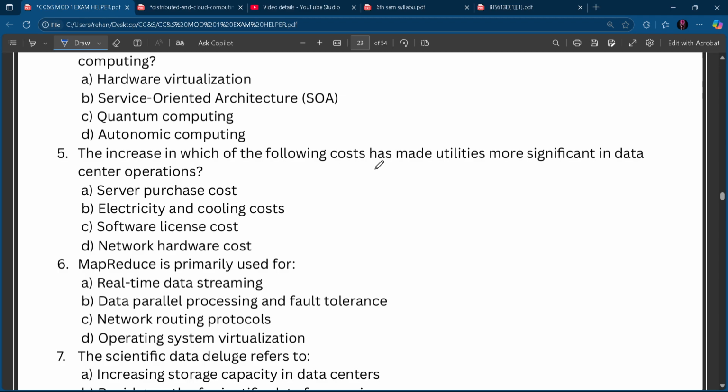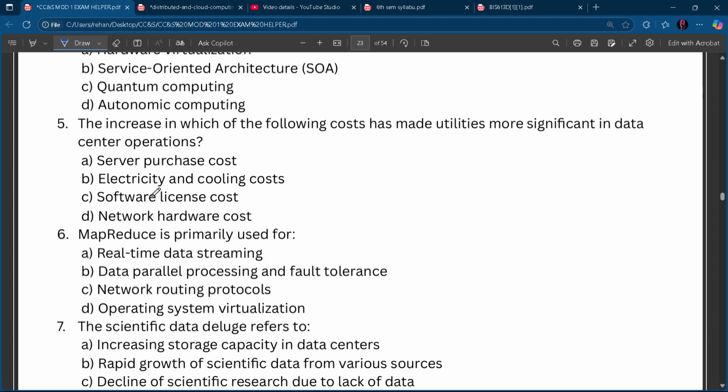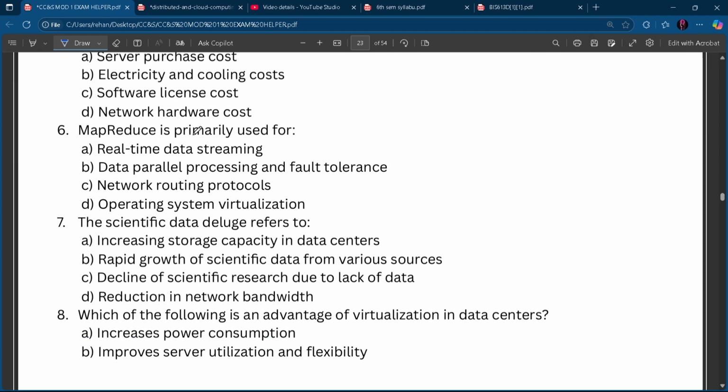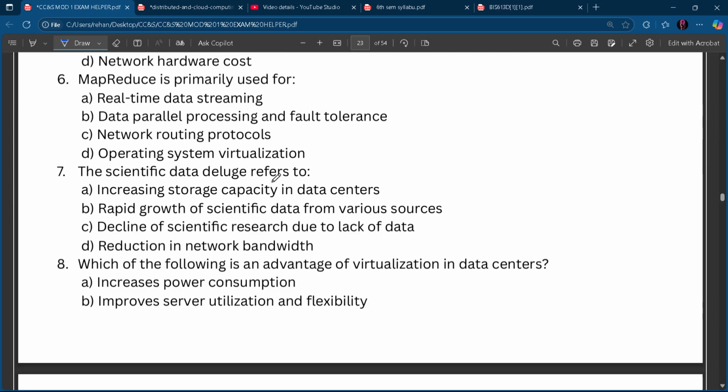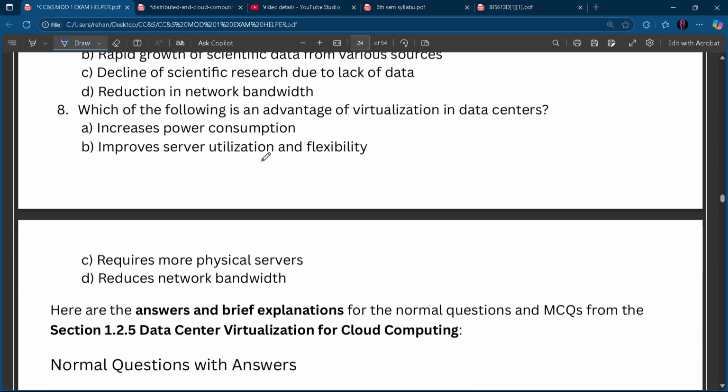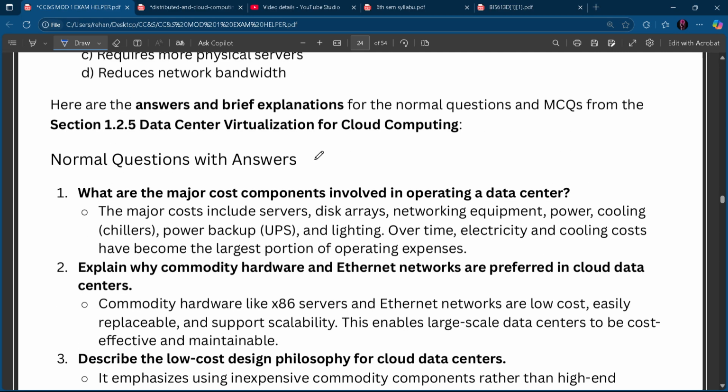The increase of which of the following costs is more significant in data center operations? That is electricity and cooling. The options were data center operations, server purchase cost, software license cost, network hardware cost. It's server purchase, I guess. MapReduce is primarily used for data parallel processing and fault tolerance. The scientific data deluge refers to rapid growth of science data from various sources. That's it. Which of the following is virtualization in data centers? Increase server utilization and flexibility.